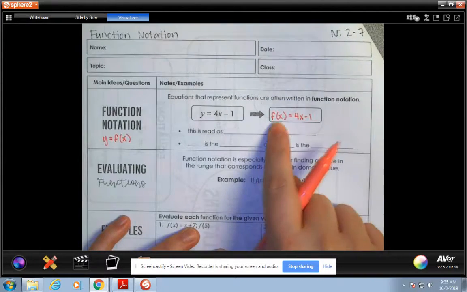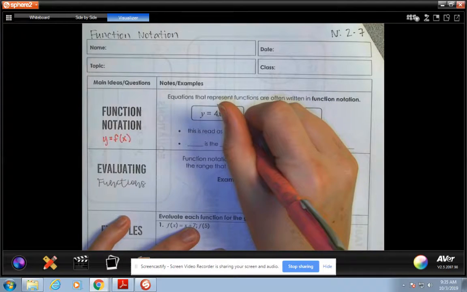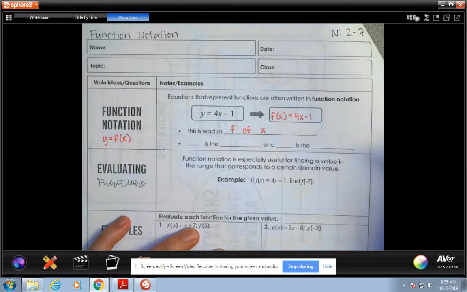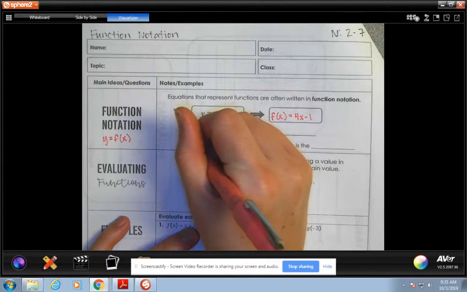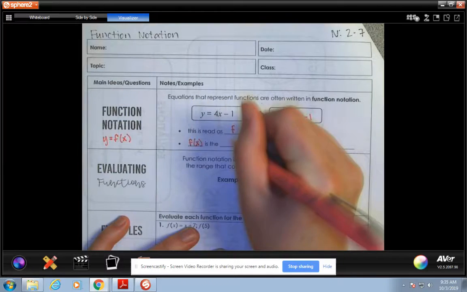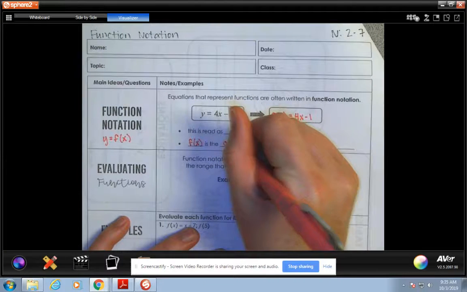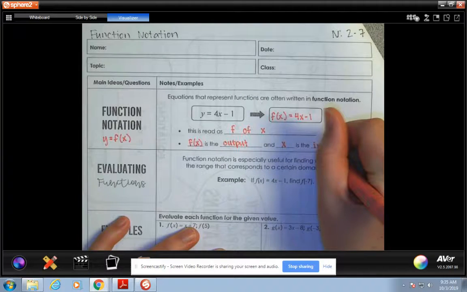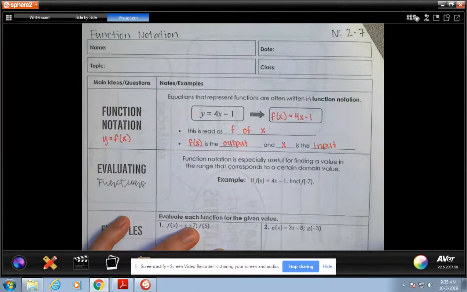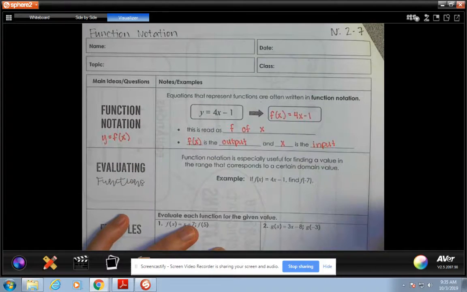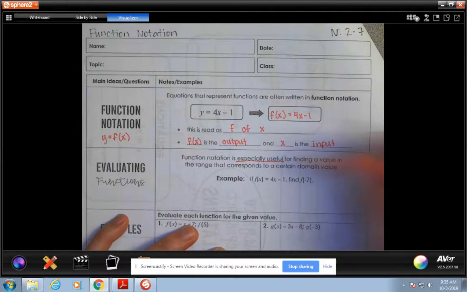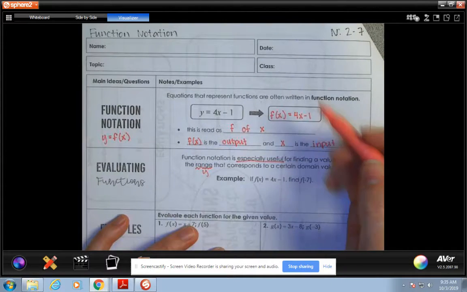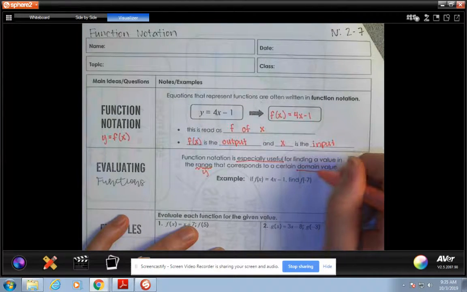So this f(x) is read as f of x, where f of x is the output, or the y value, and x is the input. That's what we're going to be doing today: inputting values for x. Function notation is especially useful for finding a value in the range, which is our y, that corresponds to a certain domain value, which is our x.